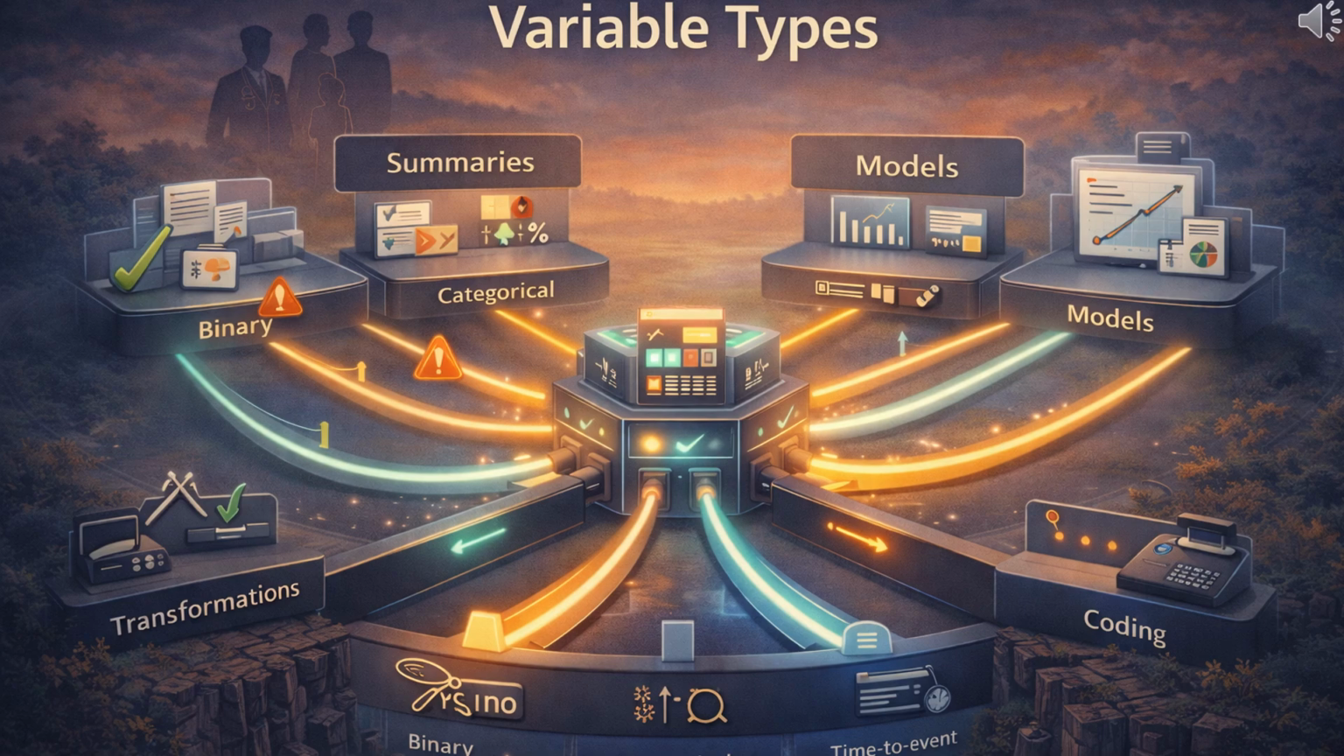Time to event variables are summarized differently because some people do not experience the event during follow-up. This is where censoring matters, meaning you observe that the event did not happen up to a certain time, but you do not know if or when it would happen later.